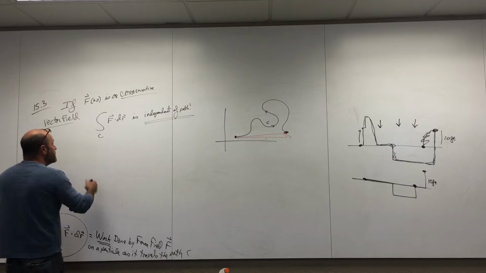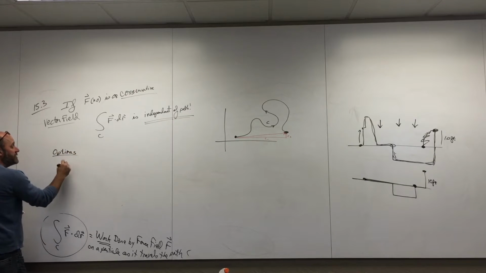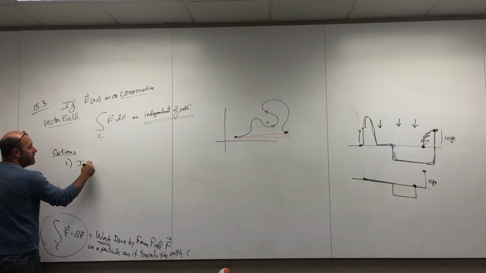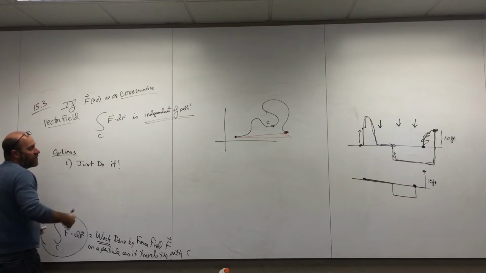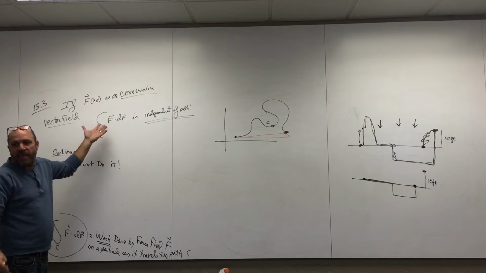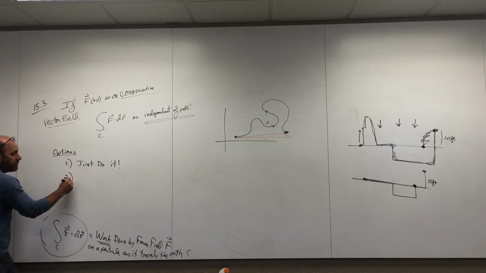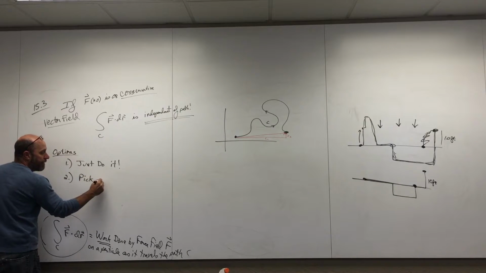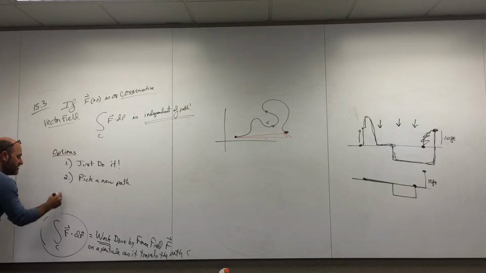So if you're doing one of these, if F is conservative, your options are, well, one option is, watch this, just do it. So what if it's conservative? Maybe the path they gave you is good. If the path they gave you is good, just do it. But if it sucks, you got this option: pick a new path. And then there's this third option.